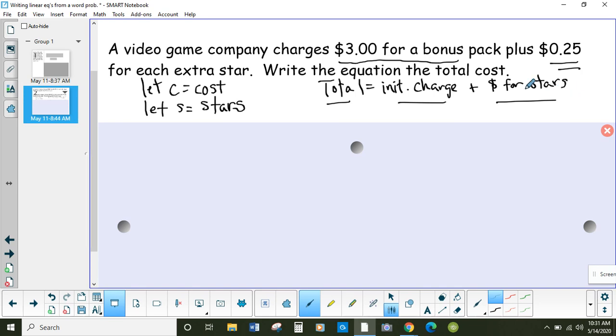We don't know how much the total is. When we don't know something, we let a letter equal that. So the cost is going to equal the initial charge is $3, and it's 25 cents each star. That's a hint that that's the number that goes in front of a letter. Each what? S stands for stars. 0.25 S. Now, we're going to put this in descending order. It's a little better to put the S first, and I'll try to make a difference between my 5 and my S. I hope you can see the difference. Plus 3. Well, alrighty then.